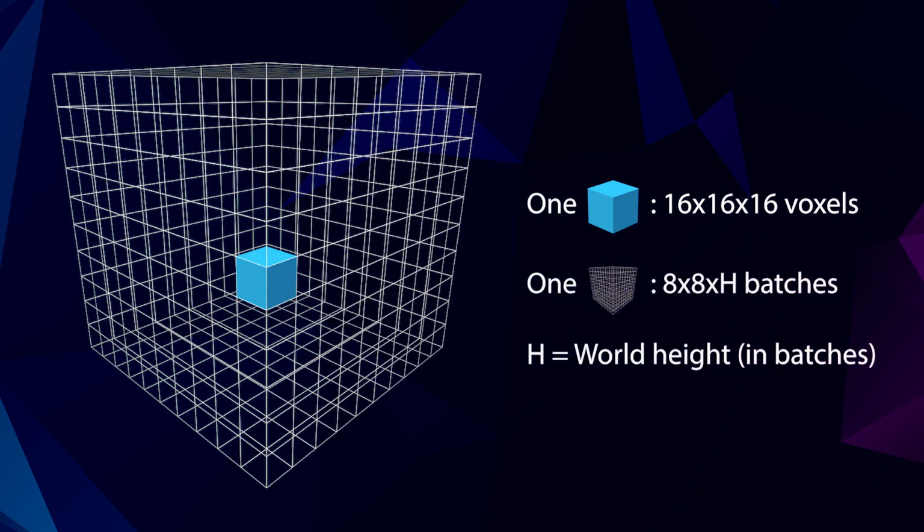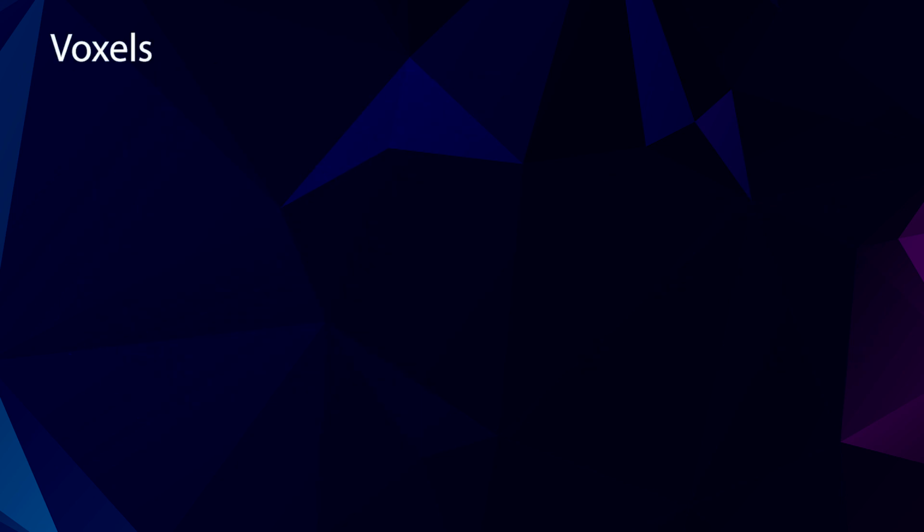The chunks themselves contain 8 by 8 batches in the X and Z directions and a variable amount of batches in the Y direction. This way we can always adjust the world height if we would need higher worlds later on. The voxels themselves are simple 32-bit structures. We want to keep this small as we're going to have to store a lot of these.